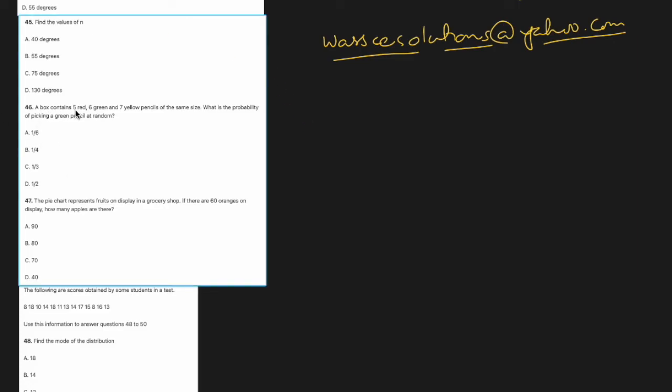So a box contains 5 red, 6 green, and 7 yellow pencils of the same size. That means you can't differentiate them. What is the probability of picking a green pencil at random? Okay, 6 are green and the total is 6 plus 5, 11, plus 7, 18. So 1/3. So C is the answer in this case.